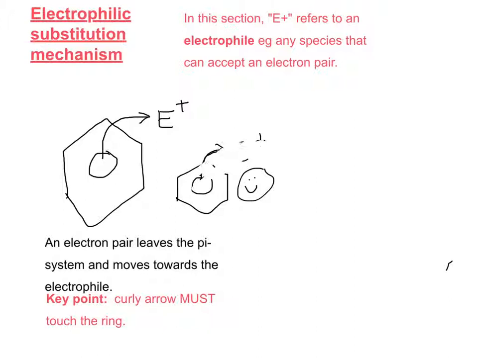So it's important as we go to make sure we're not dropping into making mistakes and picking up habits that could lose us marks. Because this is, like any other mechanism, a 4-mark answer. We need to make sure we're getting it right from the start. So what happens next?